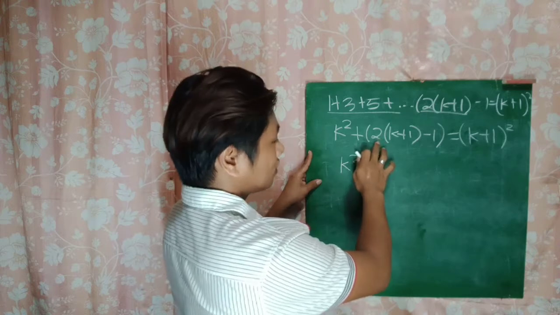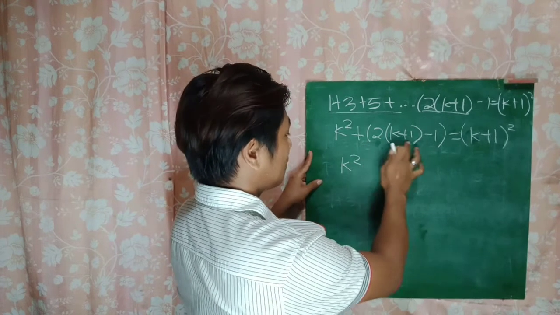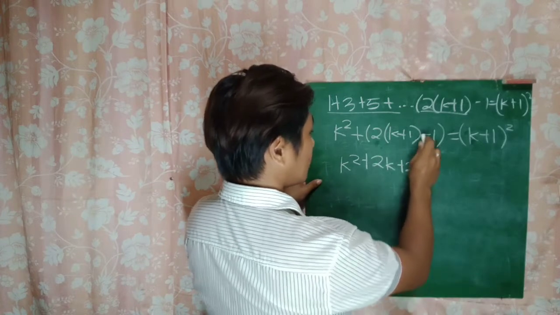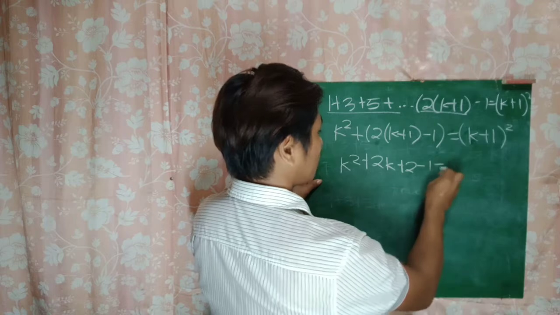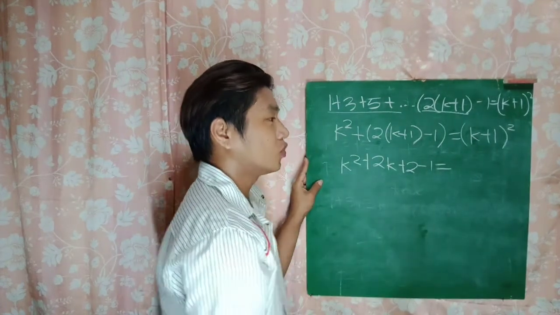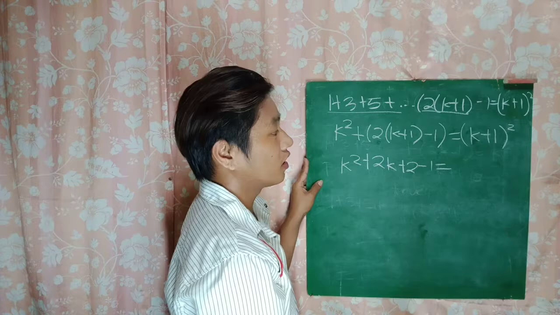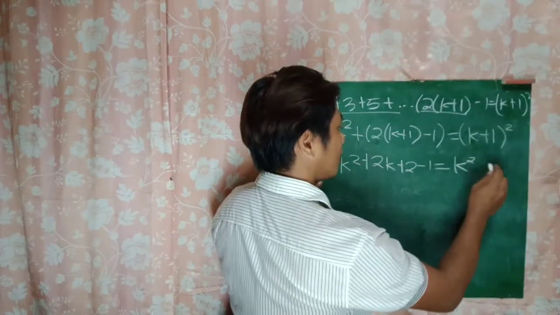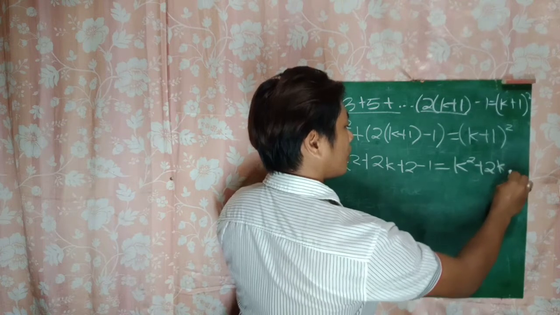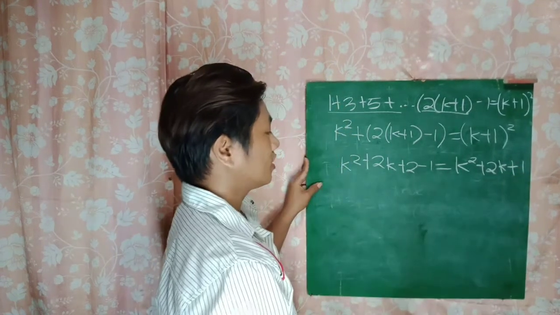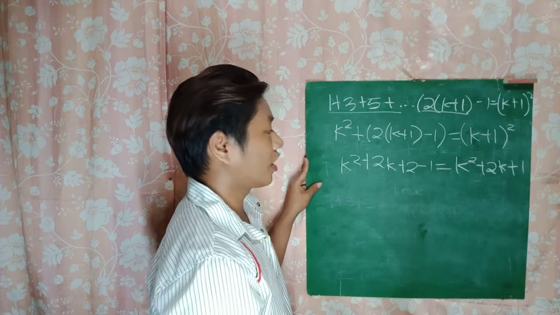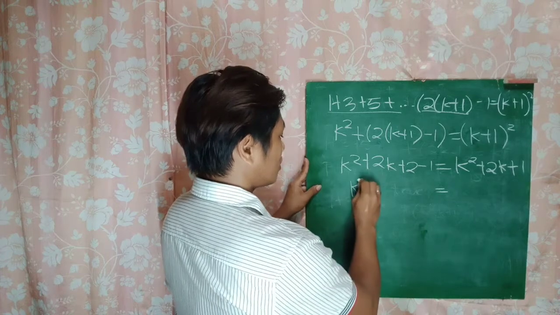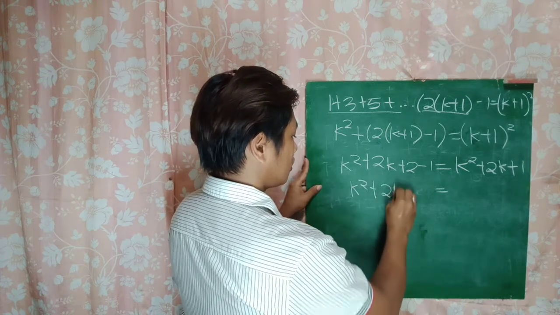distribute the 2 to the k plus 1, so we have plus 2k plus 2, copy the negative 1 equals. If we're going to simplify the k plus 1 squared, we're going to use the FOIL method. So the product will be k squared plus 2k plus 1. Since there are like terms in this equation, we need to simplify them. So we have k squared plus 2k.